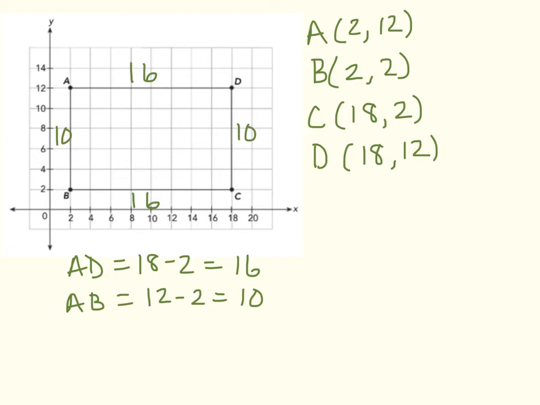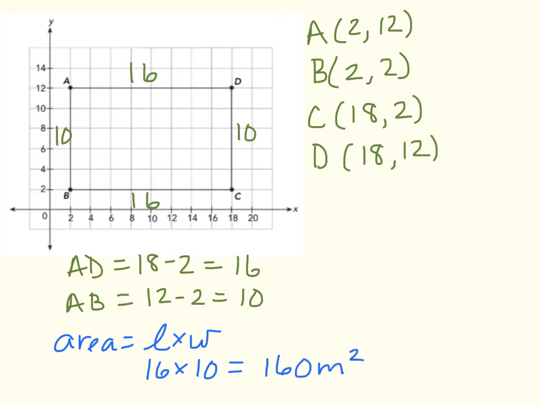All right, so now let's find the area of the garden in square meters. All right, remember area equals length times width. So now all we simply need to do is substitute. Our length is 16, our width is 10. Therefore, the area of our garden plot is 160 meters squared.